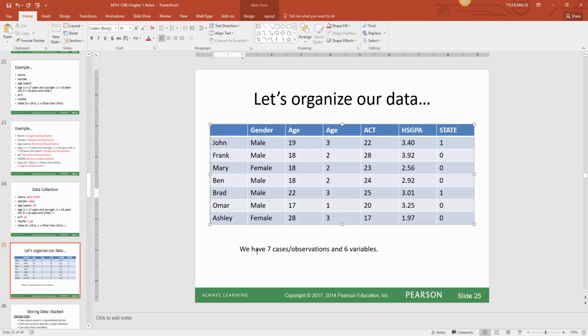So what we would say is we have 7 cases. There's 1, 2, 3, 4, 5, 6, 7. There's 7 people, 7 cases or observations. But we have 6 variables. Our variables would be gender, age, ACT, high school GPA, and state. So 6 variables total.